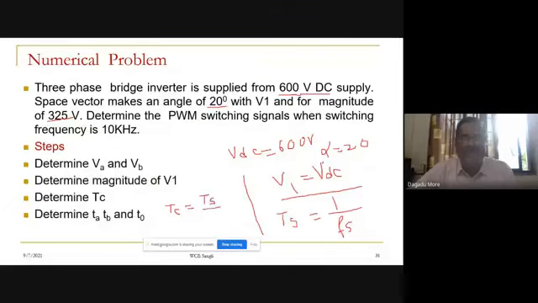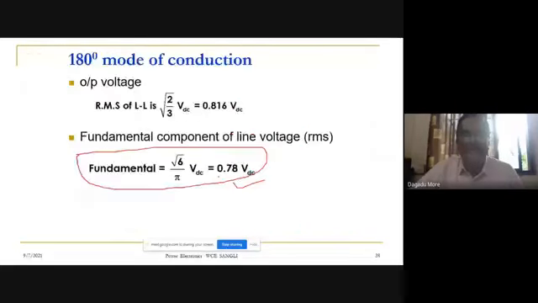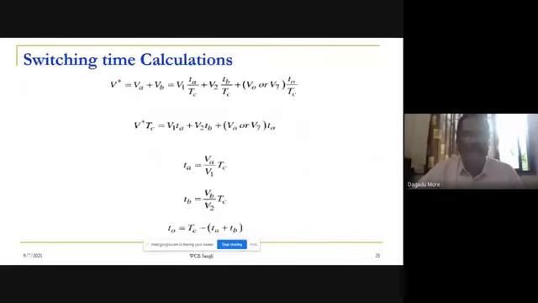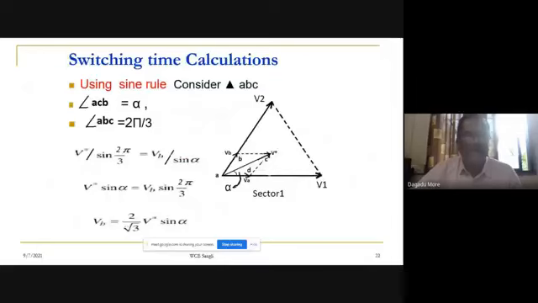So now we are getting almost all values. Is it right? We know what V1 is. We know what Tc is. And then we have to calculate Ta, Tb and Tg. We have to calculate Va first. V star we resolve along V1. That will be Va. Already we have, it is sector 1, so whatever the direct substitution is there. So we get the Va.